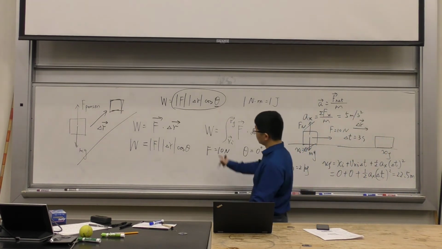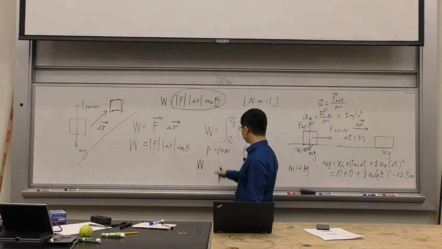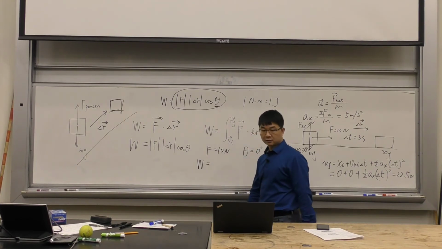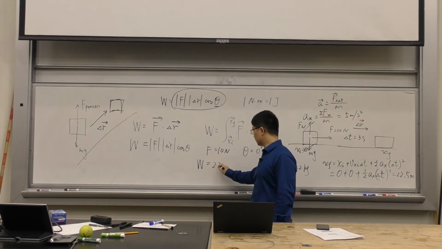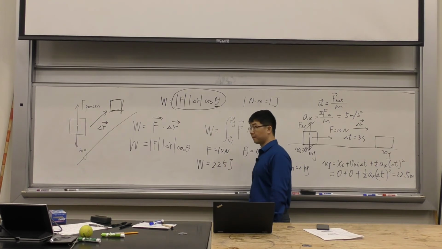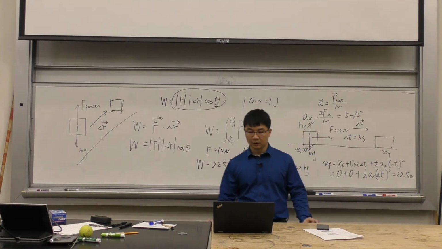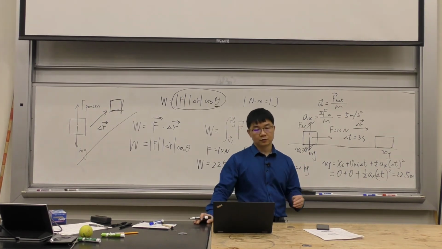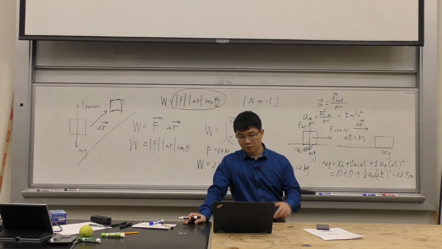Now you can go ahead and use the definition of work: the force, the displacement, the cosine theta. What is the number you get? 225 joules. So that's the work done by the force. Okay, so the force is doing work on this object.